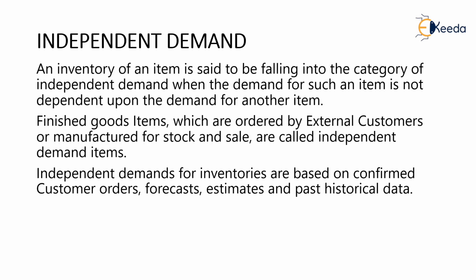Whereas independent demand is one in which an inventory item is said to fall in this category if the demand for such an item is not dependent upon the demand for another item. Finished good items which are ordered by external customers or manufactured for stock and sale are called independent items. Independent demands for inventories are based on confirmed customer orders, forecasts, estimates, and past historical data, or based upon the previous data which is present.